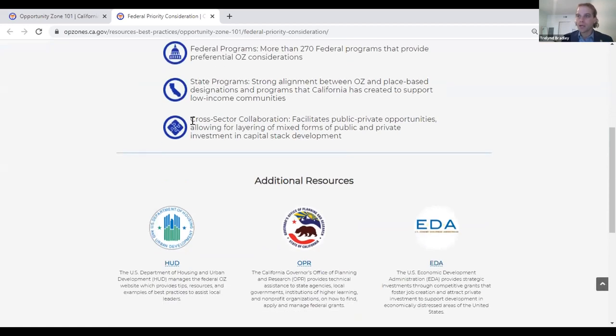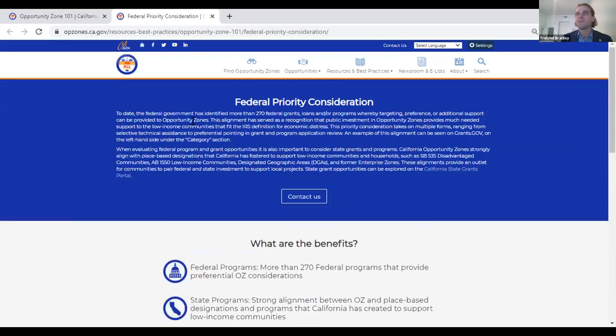They're going for grant applications on grants.gov or other places to be able to share their opportunity zone, or how they're using that grant to serve the communities within the opportunity zone, to be able to get that preferential pointing or consideration in that grant application.